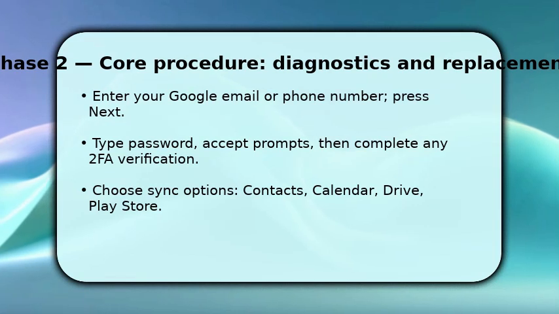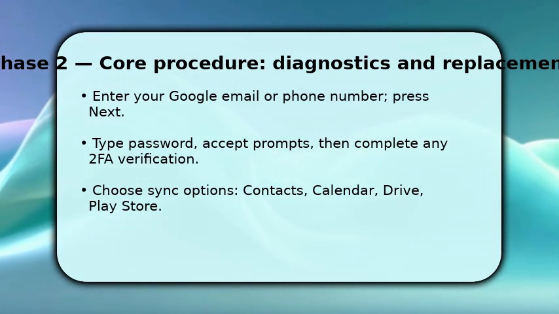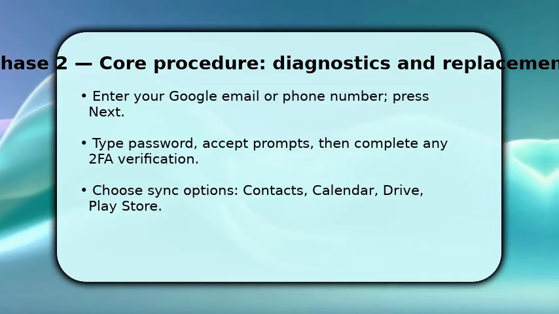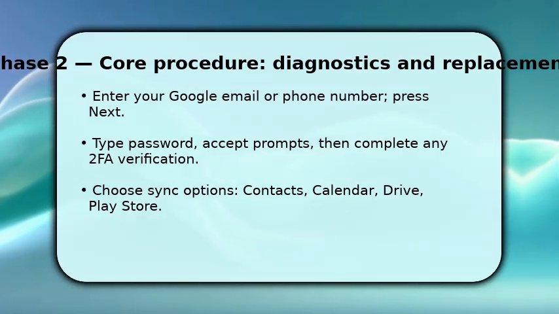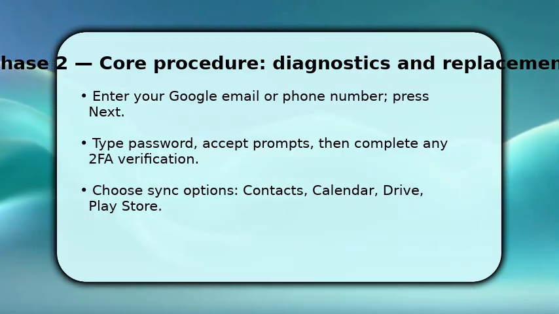Enter your Google email address or phone number and then your password. Make sure you type them exactly because errors block sync. If you have two-factor authentication enabled, approve the prompt or enter the code. This protects your data. After sign-in, Xiaomi shows sync toggles.